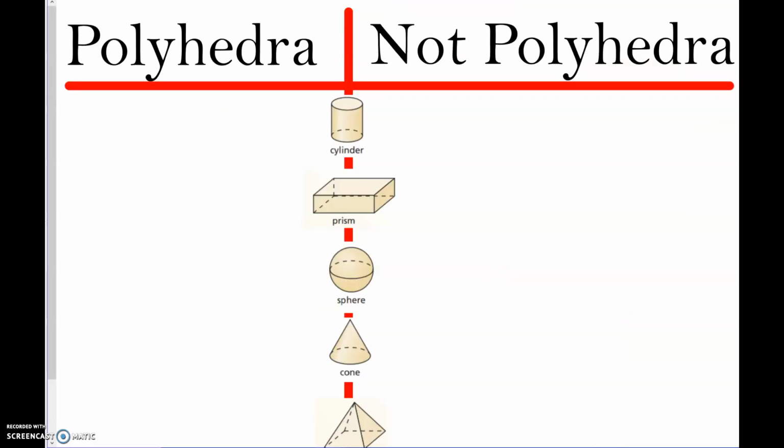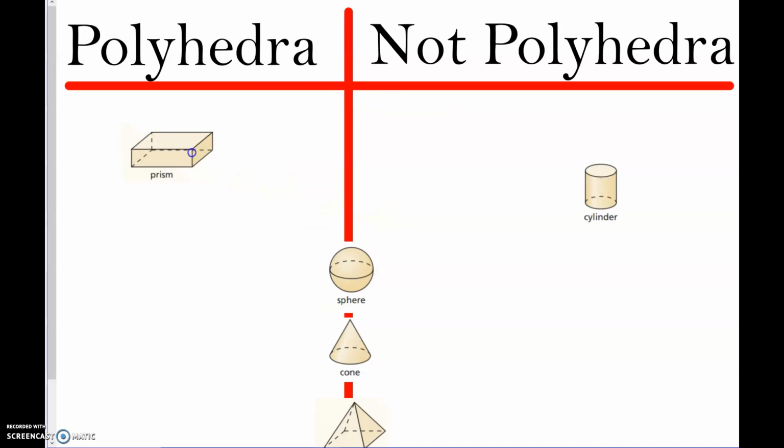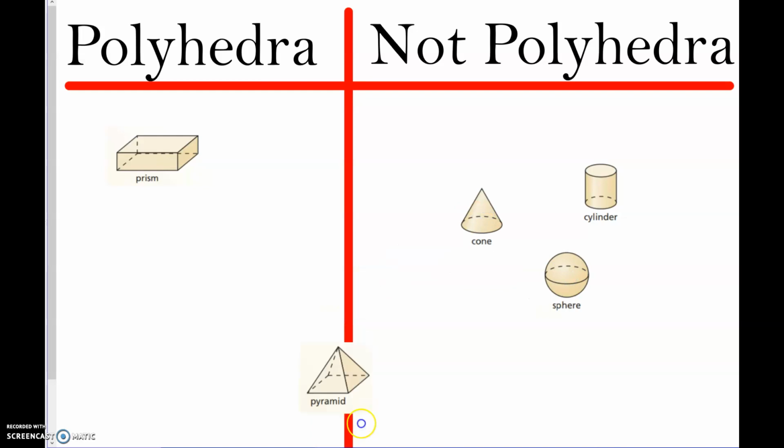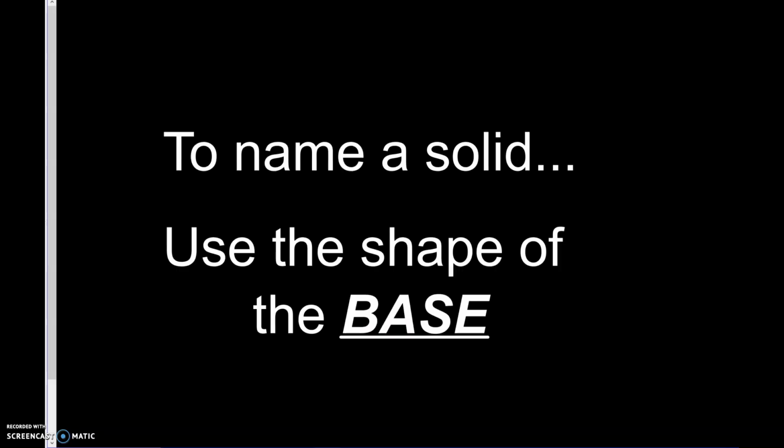So what's a polyhedron? What is not? So anything that is circular, like the cylinder, is not a polyhedron. Your prism is, because it is made up of all polygons. Sphere, not. Cone, not. Pyramid is. They are made up of the polyhedrons that we have.